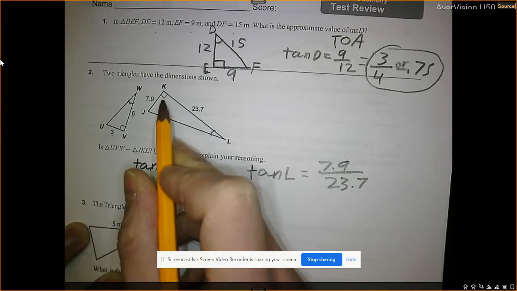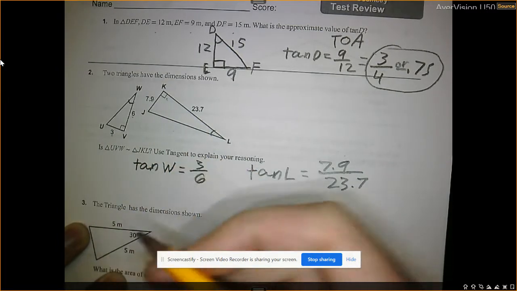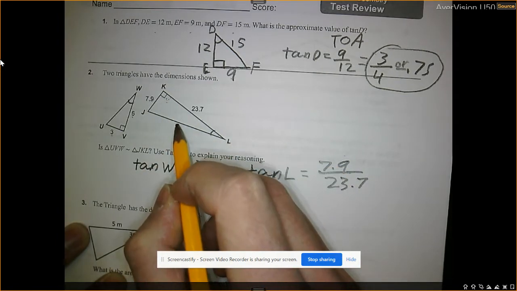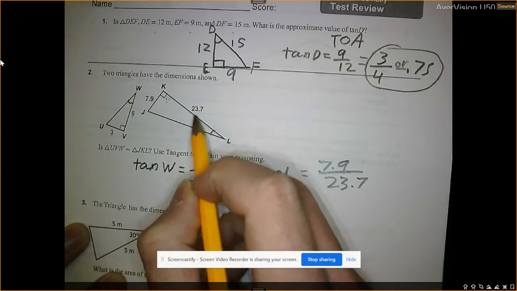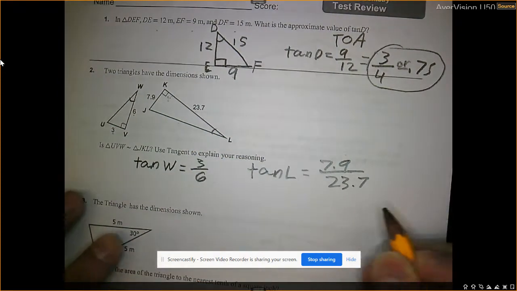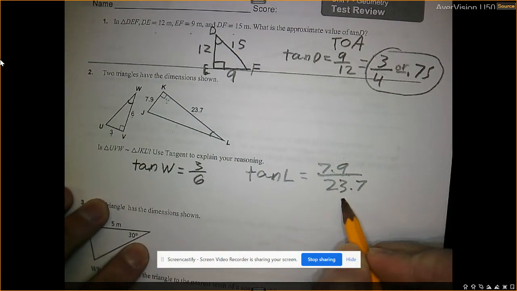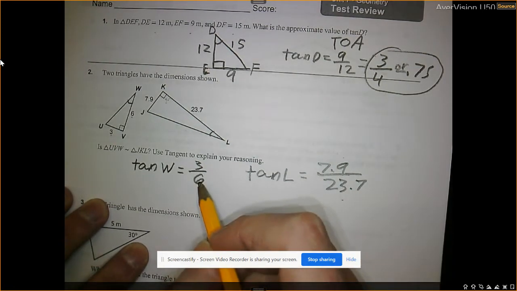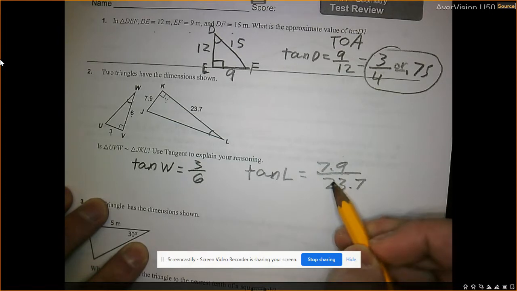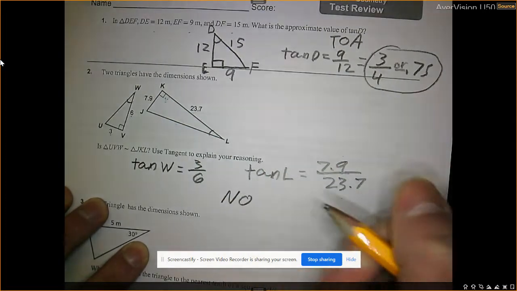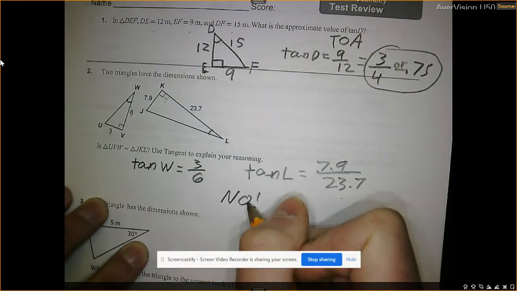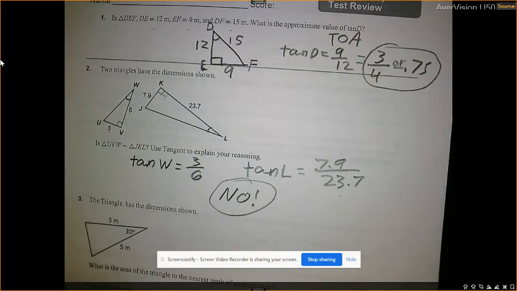And again, adjacent is the one touching your angle. That's not your hypotenuse. Hypotenuse is always across from your right angle or your longest side. So it is always going to be this one. This is your hypotenuse. Adjacent is the leg that's touching your angle. Okay, 7.9 over 23.7. Well, that is not 3/6. It reduces to 1/2. This does not reduce to 1/2. So their tangents aren't the same, and therefore, no, these triangles are not proportional. They are not similar.